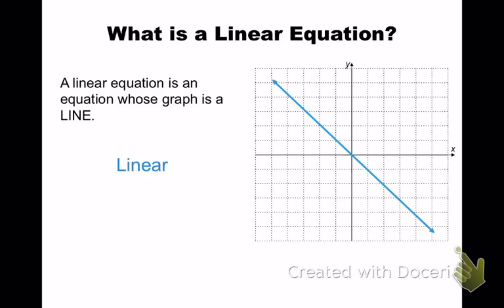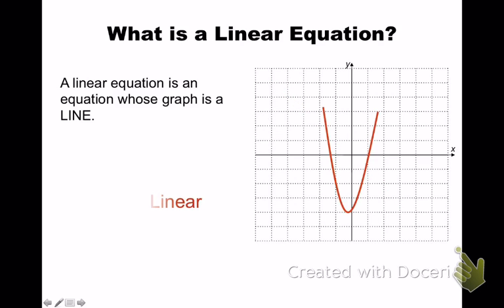So quadratics, when you graph them, those are the ones that have the power of 2 on them. They actually look like this U shape, and we call these parabolas. But they are not linear. They're called parabolas. They're quadratics.